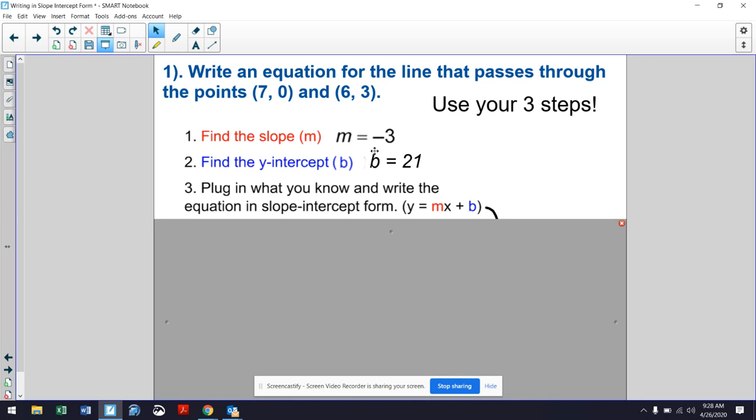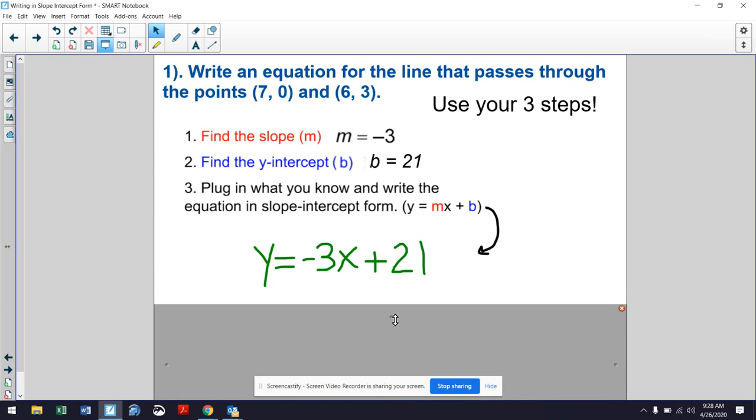So we know our slope is negative 3, our y-intercept is 21. Now it's the easy part, just plugging it all into our equation. So we put negative 3 here for m, put 21 in here for b, and we get the equation y equals negative 3x plus 21.